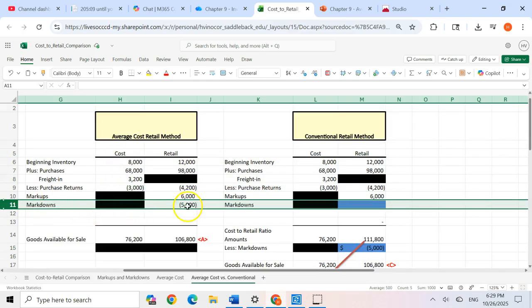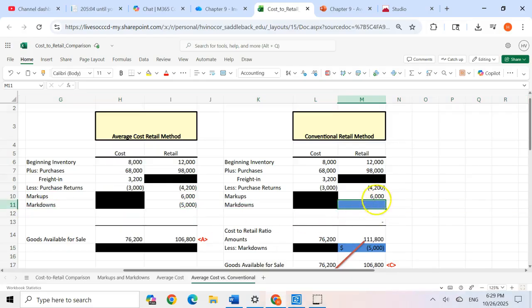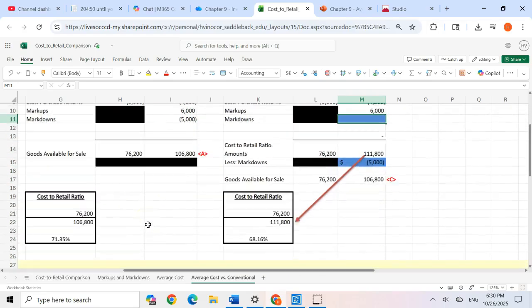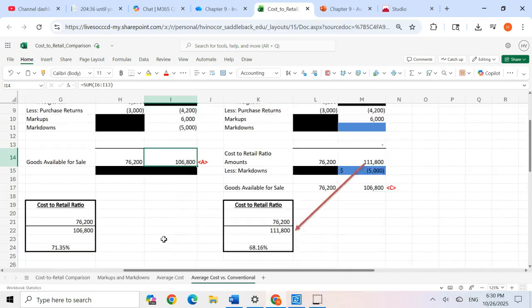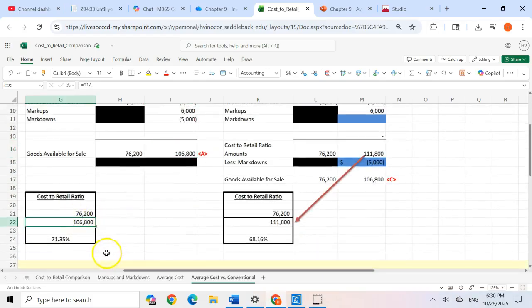And you'll see in average cost, we have the markdown reduce the retail column. And in the conventional method right here, we do not. It is ignored. So it does come into play, but not in the cost to retail ratio calculation. So when you look at the average cost retail method, my numerator for the goods available for sale is the 76,200. It's the same thing for the conventional method as well. My denominator for the average cost retail is 106,800, which goes right in here and gives me a cost to retail ratio of approximately 71%.